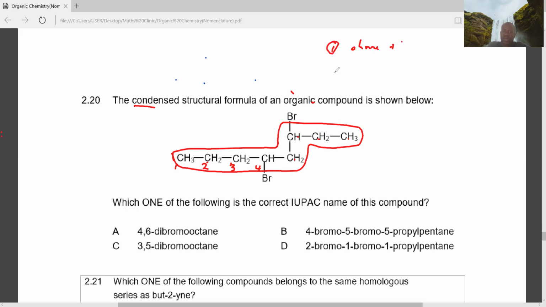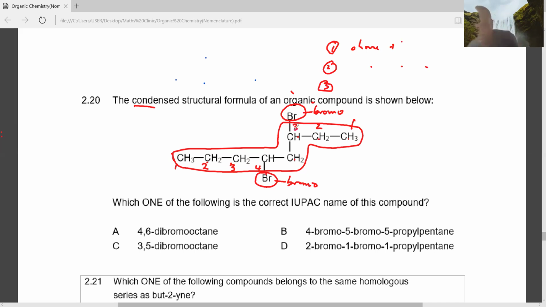We identify any functional group and a branch, and we number the carbon atoms starting from the nearest functional group or branch. Now these are also branches and also our functional groups. So this is bromo, and this is bromo. Now let us look at the position. This one is at position 1, 2, 3, 4. It is at position number 4. This one, 1, 2, 3. It's at position number 3.